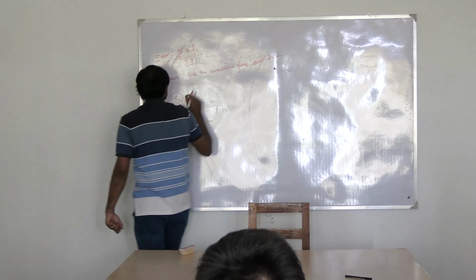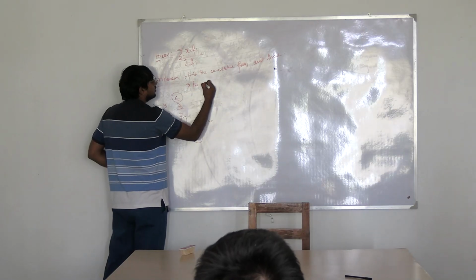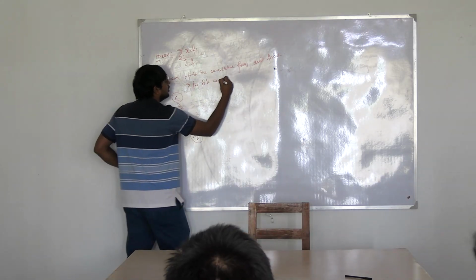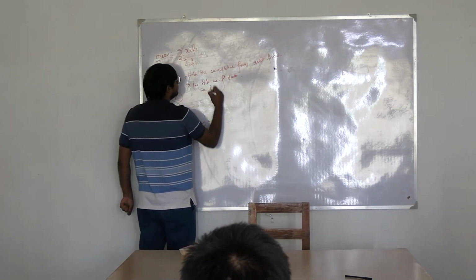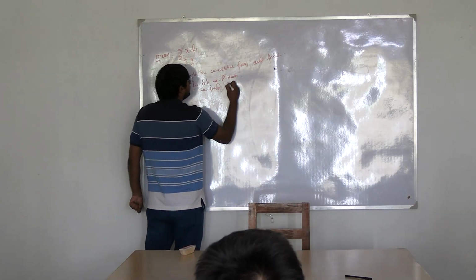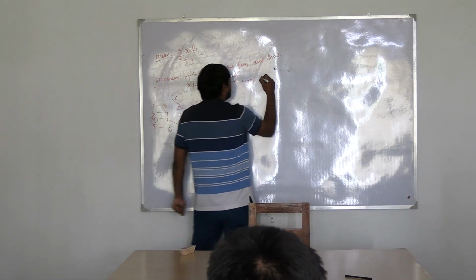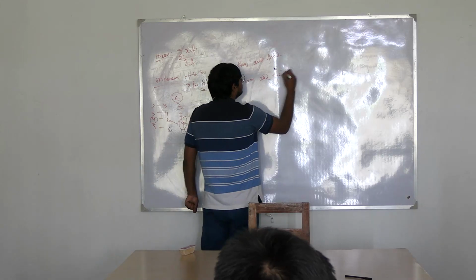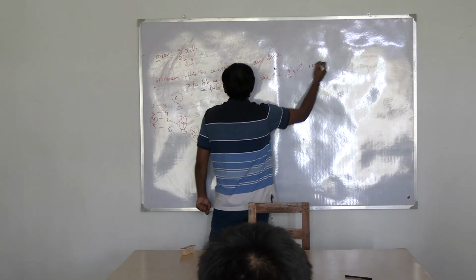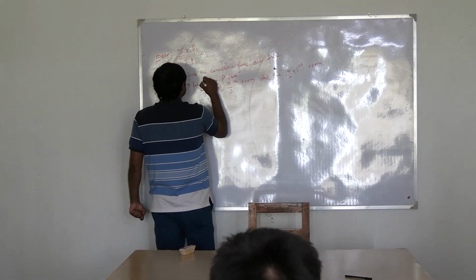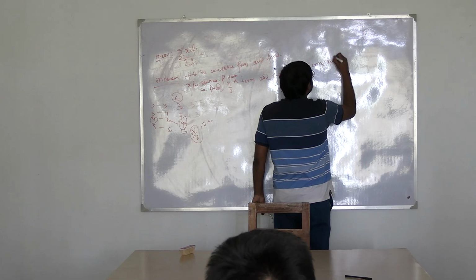And when there is no frequency distribution, what do we do? For an odd number of data points, we find the n by 2th term, and for even, the n by 2th term and the n by 2 plus first term, and take the average.